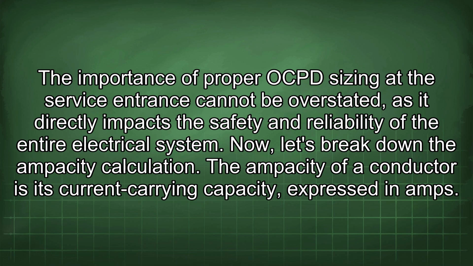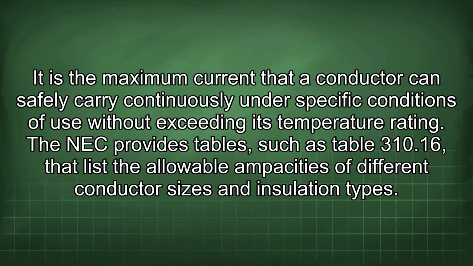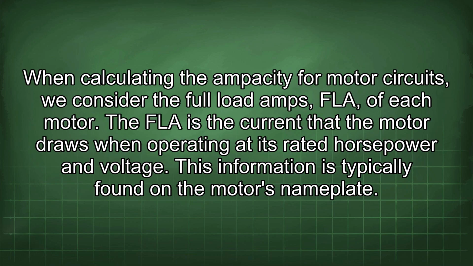Now, let's break down the ampacity calculation. The ampacity of a conductor is its current carrying capacity, expressed in amps. It is the maximum current that a conductor can safely carry continuously under specific conditions of use without exceeding its temperature rating. The NEC provides tables such as Table 310.16 that list the allowable ampacities of different conductor sizes and insulation types. When calculating the ampacity for motor circuits, we consider the full load amps (FLA) of each motor. The FLA is the current that the motor draws when operating at its rated horsepower and voltage. This information is typically found on the motor's nameplate.